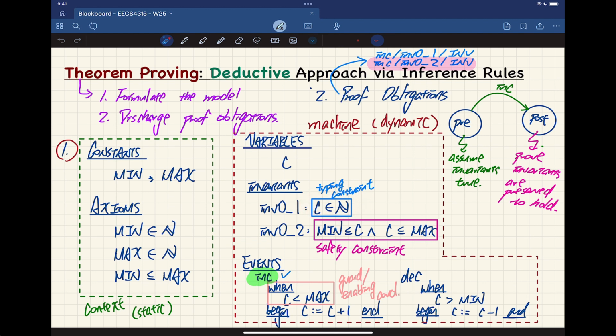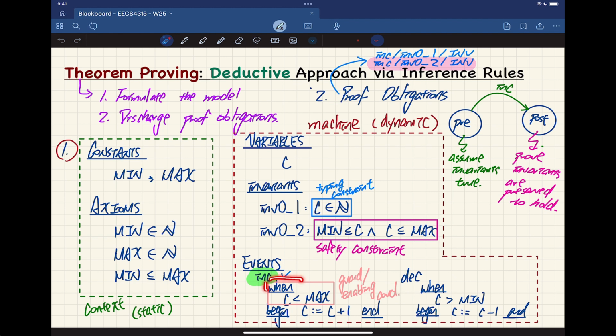We are trying to define the types for the C over here. It's just a natural number. And also we got invariant number 2. That's a so-called safety constraint. So that should be within certain range, right? Pretty straightforward. And then we got the events.